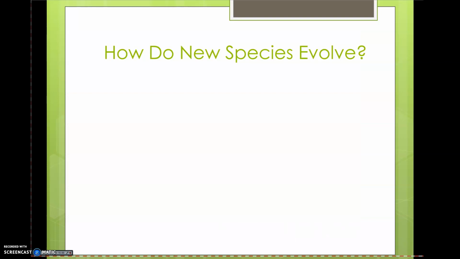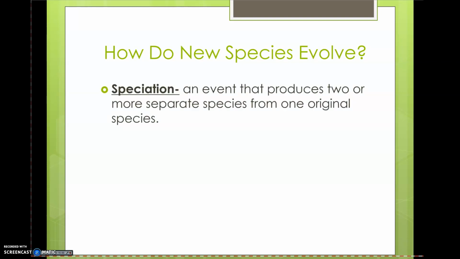Okay, so now we got to talk about, well, how can a new species come about? We all know that new species do come about. It could just be a slight variation of an existing species, but now all of a sudden it's in its own grouping and it can't mate with ones that look like it anymore because something happened. That's called speciation. It's an event that produces two or more separate species from one original species.